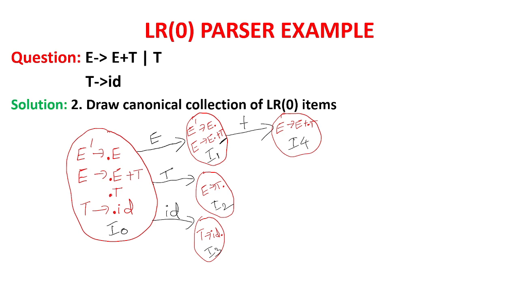So now see the I2. E produces T dot. After dot is anything there? No. So this production is already over. We cannot do anything with this production further. Now in I3, T produces ID dot. After dot is anything there? No. So again this production is also over because after dot nothing is there to expose. So for I2 and I3, whatever productions are there, we cannot do anything with them. They will remain as they are.